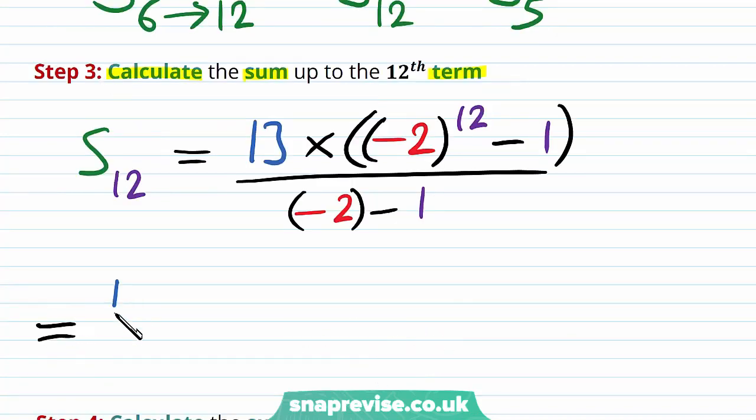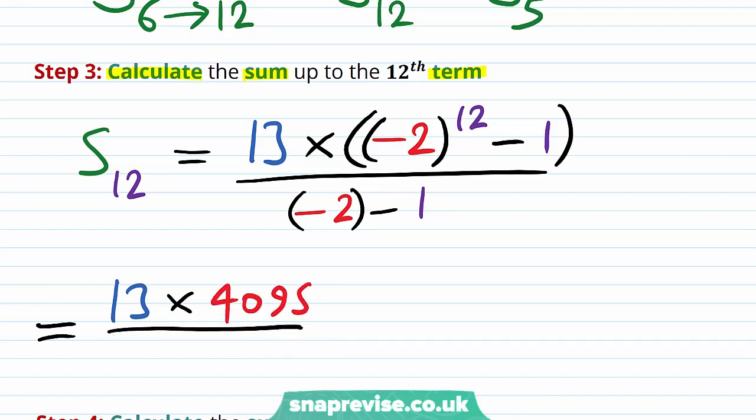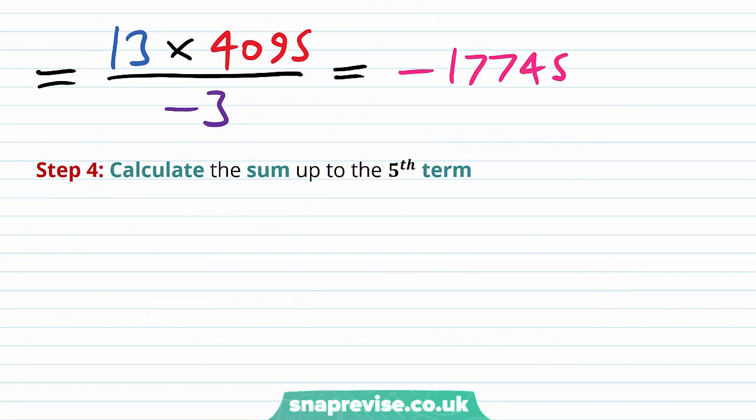This gives us 13 still, and the -2 to the power of 12 minus 1 gives us 4095. And then the denominator becomes -3, that's the -2 minus 1. And so by multiplying and dividing, we end up with precisely -17,745. Our fourth step is to calculate the sum up to the fifth term.